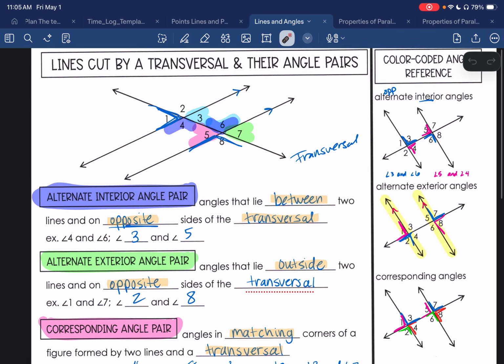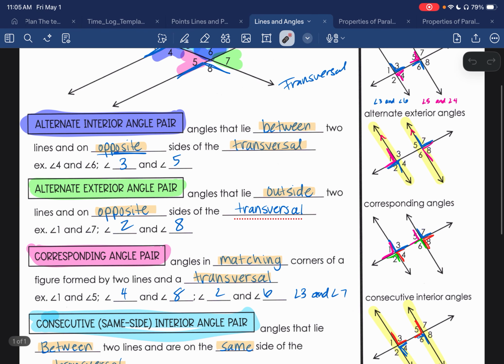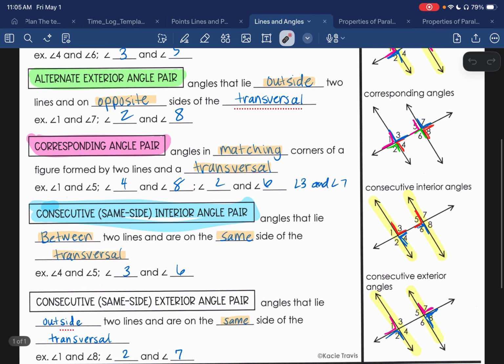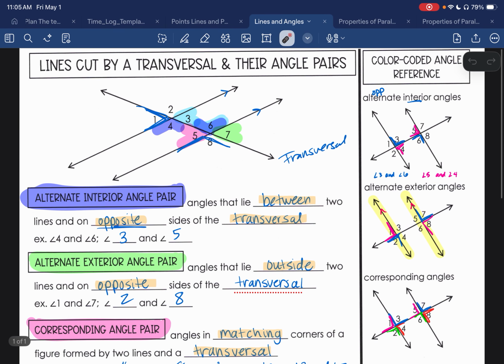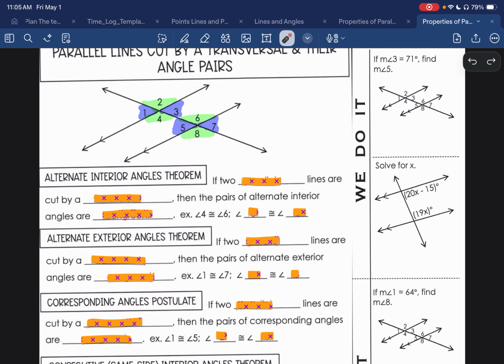All right, remember we learned all these new words yesterday or the previous day. Alternate interior angle pair. We have alternate exterior, corresponding, consecutive same side, and consecutive interior and exterior. Okay, why did we learn those? Because each one of those has a specific property, which is what we're learning today.